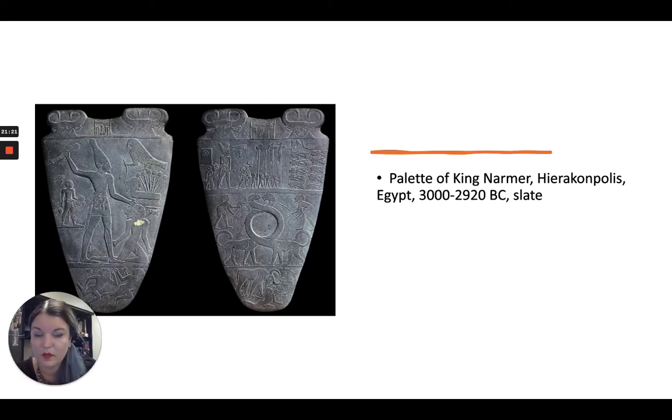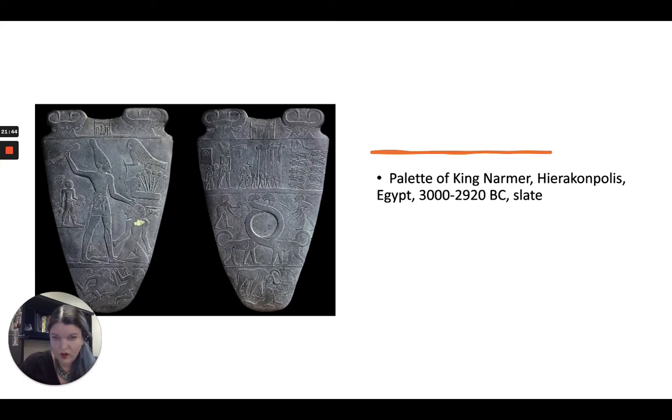So if you look at this image of Narmer on the front of the palette in the upper left-hand side, he's the tallest figure there, and you can see he has this thing that has sort of the conical piece and then the curly piece. So he has a combined crown showing the unification of Upper and Lower Egypt. Okay.